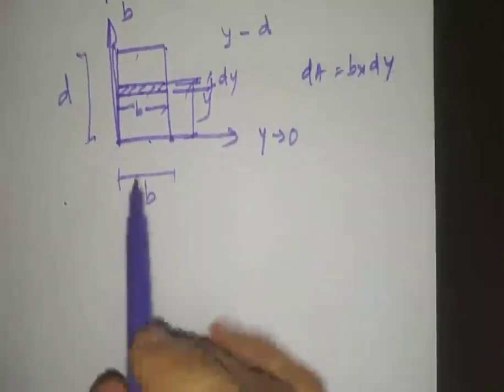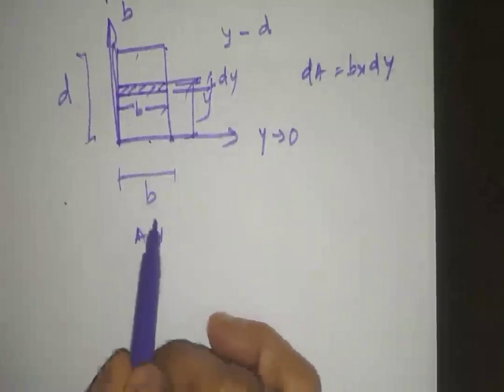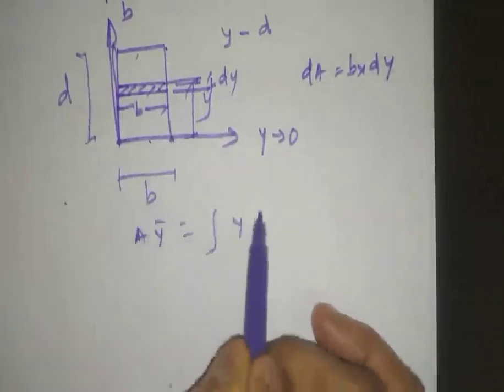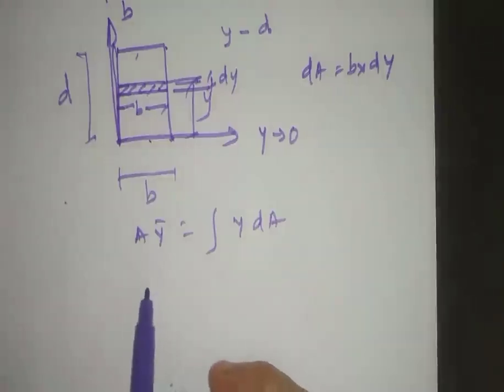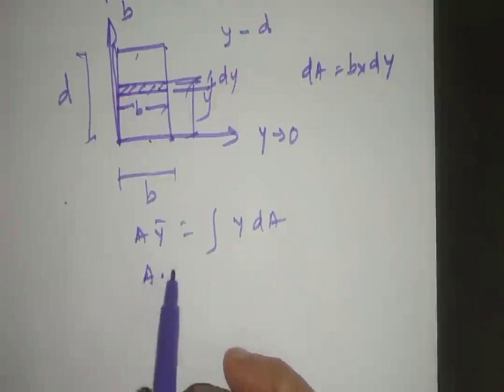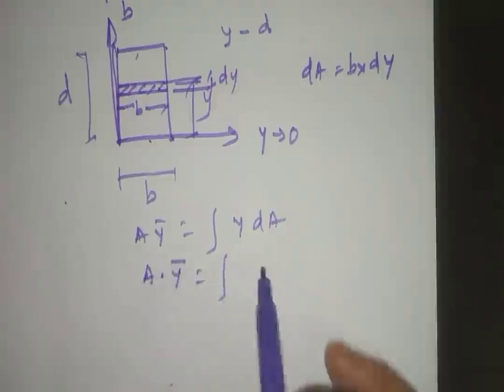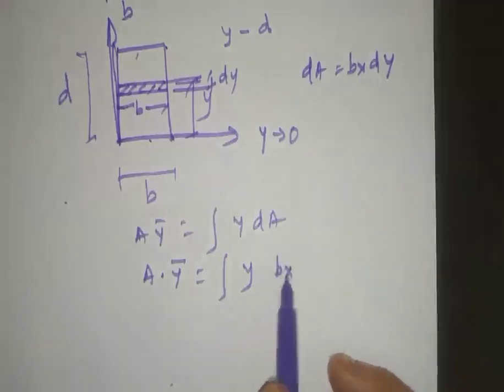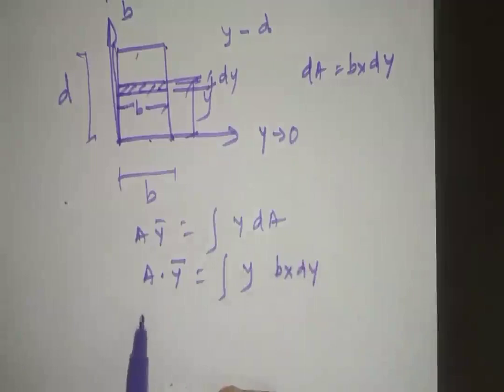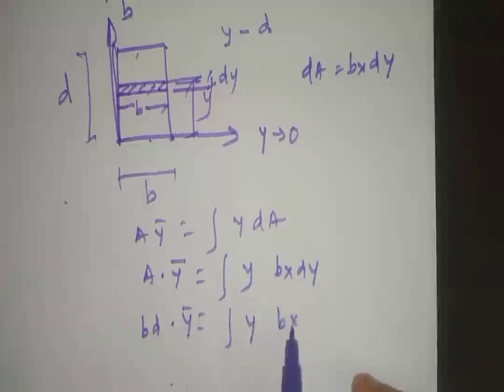Now substituting into A into y bar is equal to integration y dA. Substituting these terms, integration y dA uses the area of the elemental strip, which is b into dy, and the area of the rectangle will be b into d. So y bar is equal to integration y b dy.